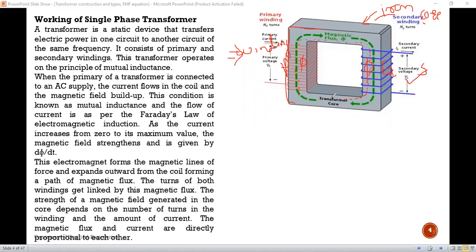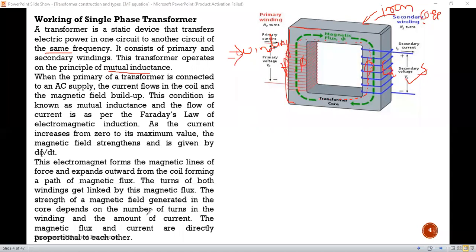Okay, so see, a transformer is a static device that transfers electrical power from one circuit to another circuit with change in its voltage and current, but without change in its frequency. That means frequency remains the same. It consists of two coils or two windings, that is primary and secondary winding, and this transformer operates on the principle of mutual inductance. Do you people know the principle of mutual induction?